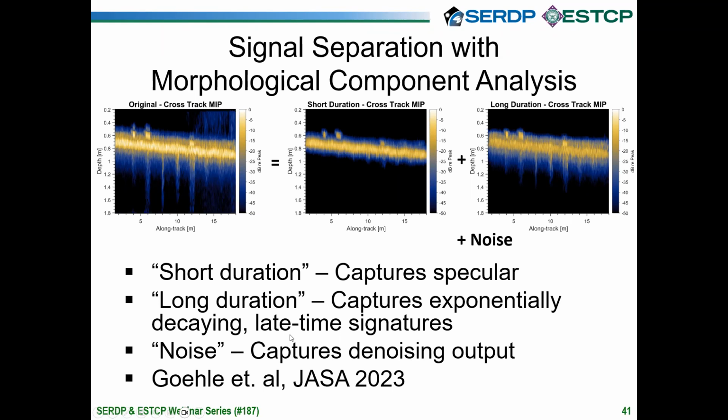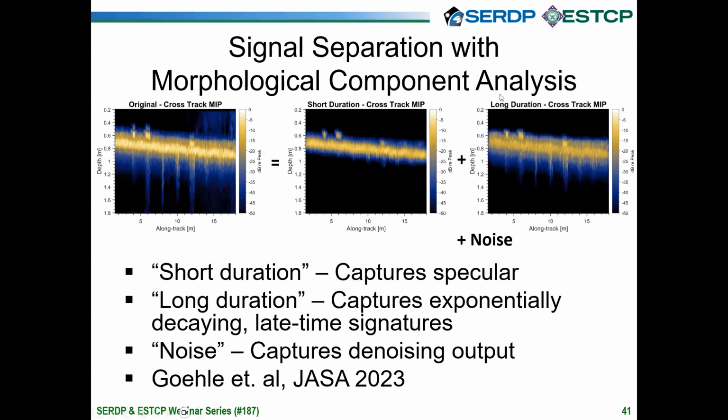And so what we do is we apply these techniques to the raw data collected by the SVSS, and then we can pass this through our standard image reconstruction pipeline. So if we collected the raw data and applied none of this signal separation, we would generate this original cross-track MIP shown here, where we can clearly see multiple objects and the late returns associated with those objects down below. The short duration signals can also be passed through the same image reconstruction pipeline, and we can see that it's calling out the sub-bottom layering shown here and very strong returns from the targets themselves.